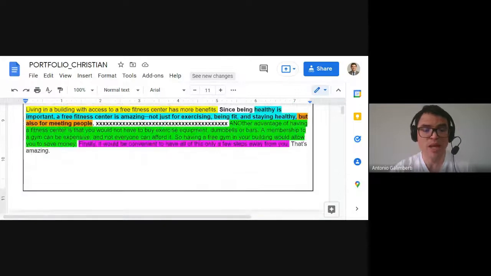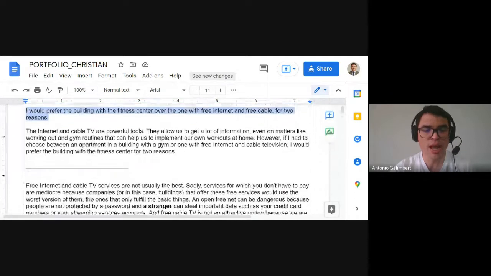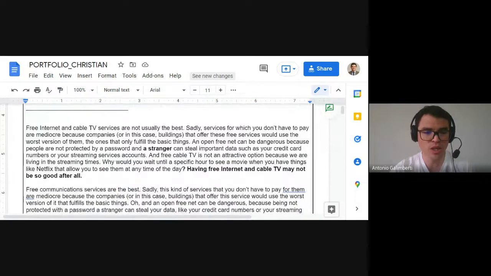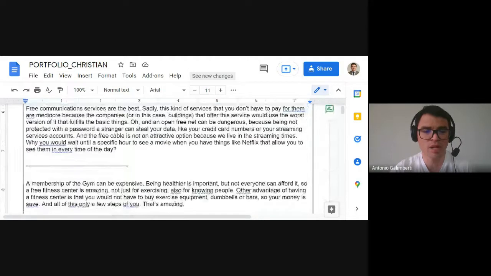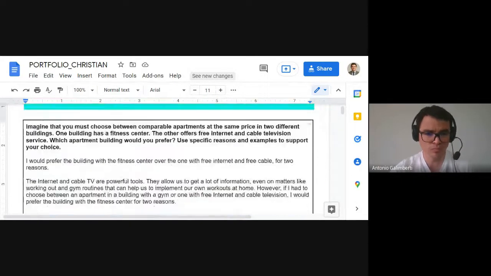4 paragraphs. All right. And we are going to compare the original paragraph and the one that has feedback. Okay, so here, this is the original paragraph, and we have the one with feedback, and the same here. All right. So what can you see in this conclusion? Well, this is a sentence, and the sentence says, I would prefer the building with the fitness center over the one with free internet and free cable for two reasons.